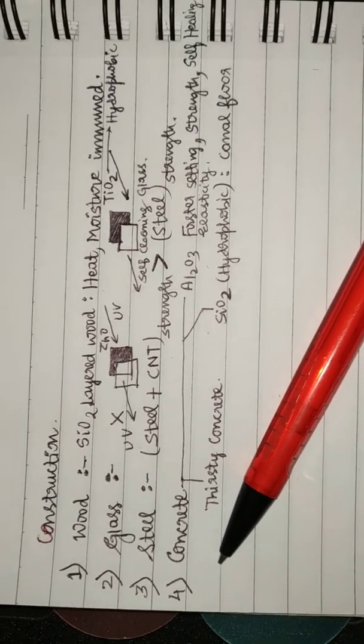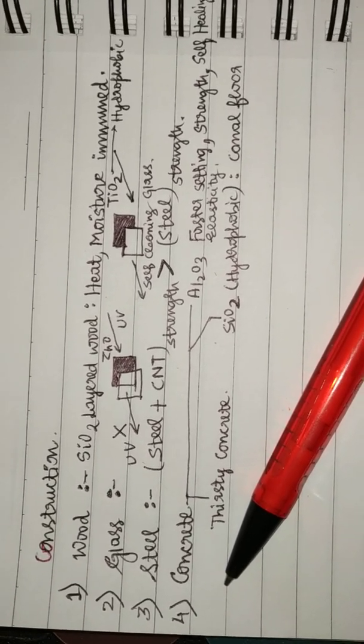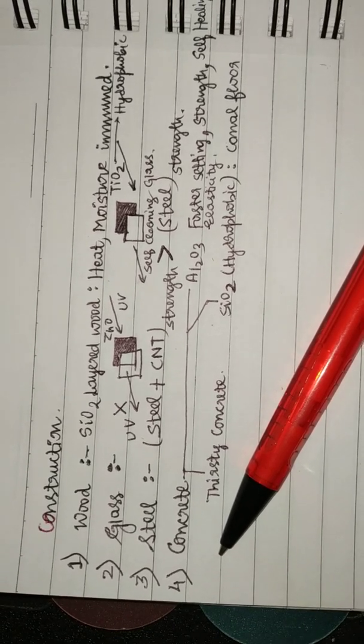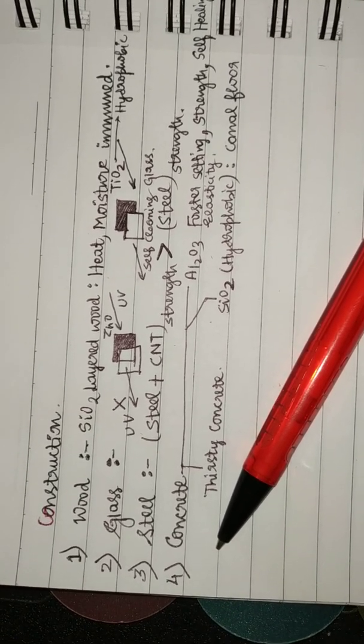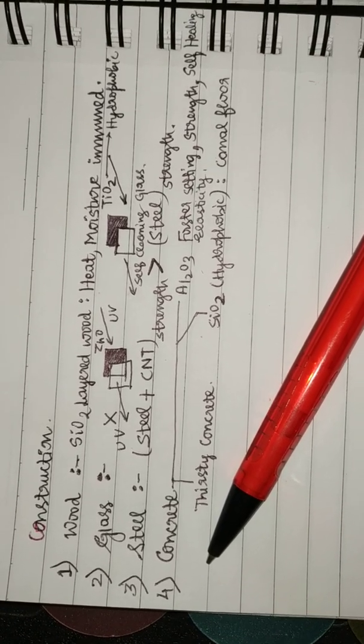Also, when concrete is mixed with aluminum oxide Al2O3 nanoparticles, the concrete sets faster, has more strength, is more elastic, and it is self-healing in nature.